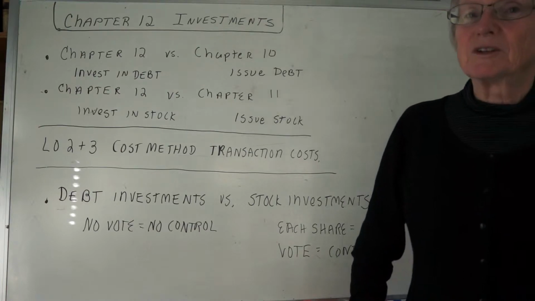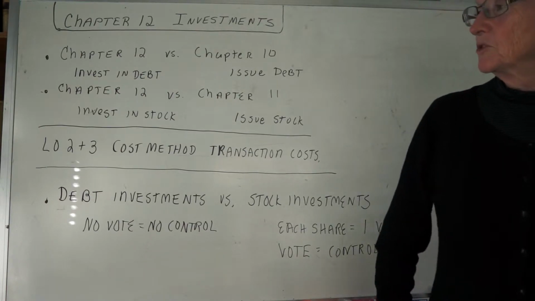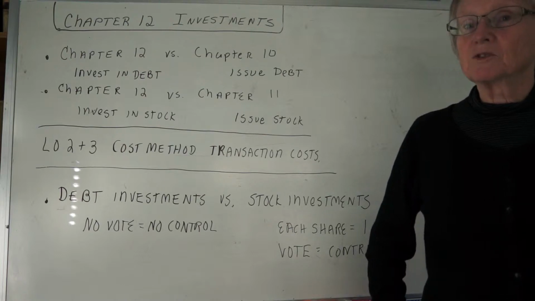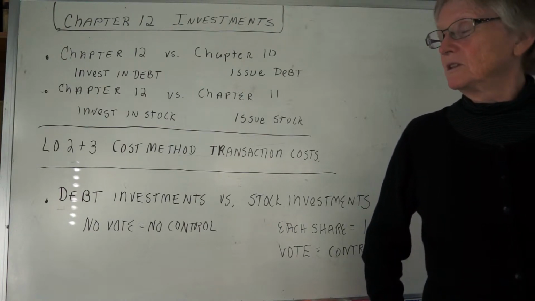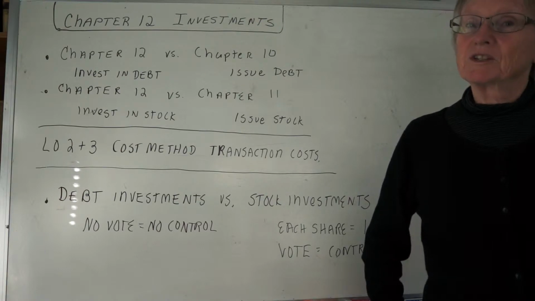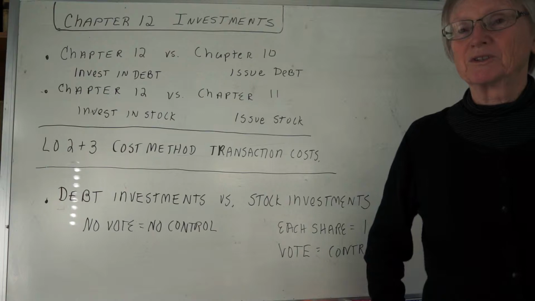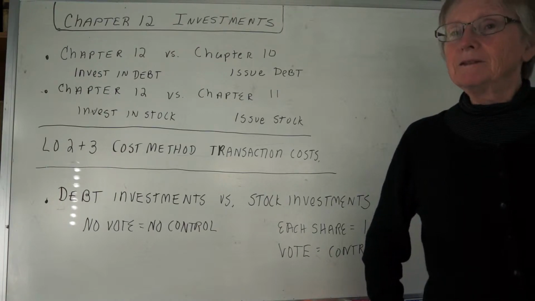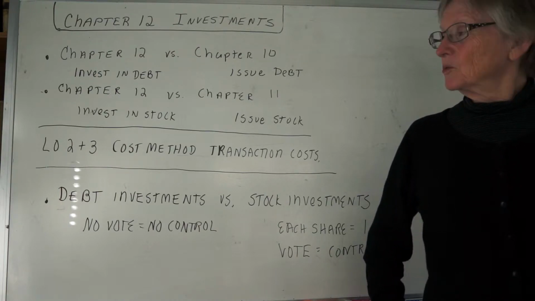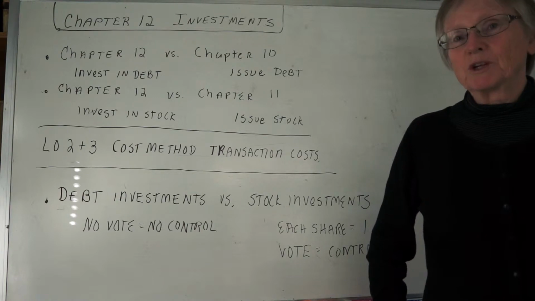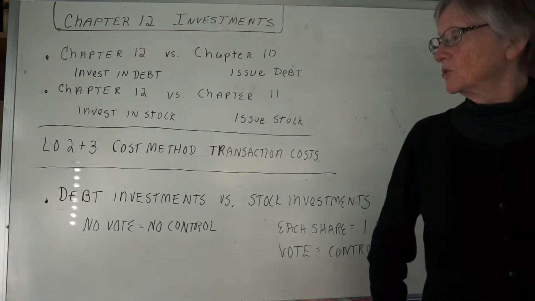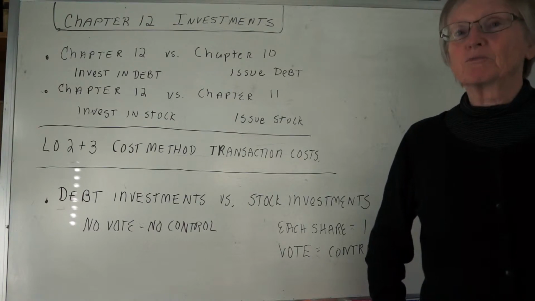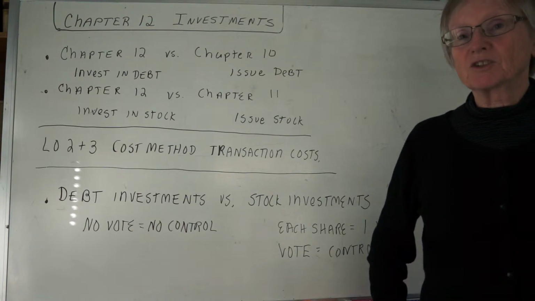A note about the cost method, which we run into in Learning Objectives 2 and 3. For some unknown reason, Wiley has eliminated all of the transaction costs from the homework and from the material in the chapter. You need to know about these. So when you're doing the homework, you can do them the way Wiley does, but the examples that I show you will show how these are properly done with the transaction costs.